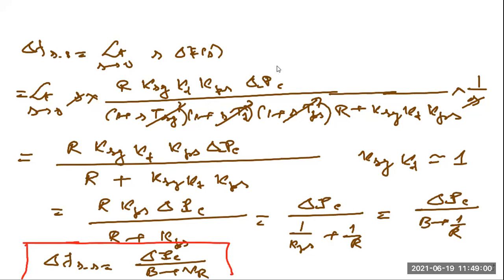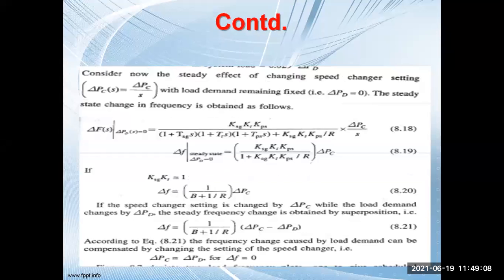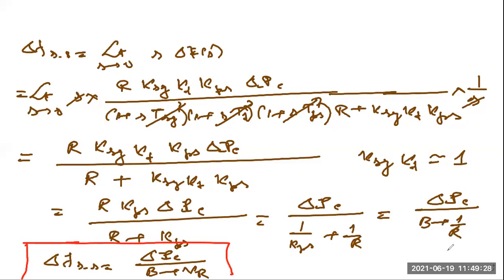So we'll show you this thing. So this is delta F equal to delta PC divided by B plus 1 by R. So now we'll apply the superposition. So when we apply the superposition, what will happen? I will show you that thing. So this is the expression of delta F steady state. Okay. So first I will write delta PC is equal to 0, and we have calculated the delta F steady state.